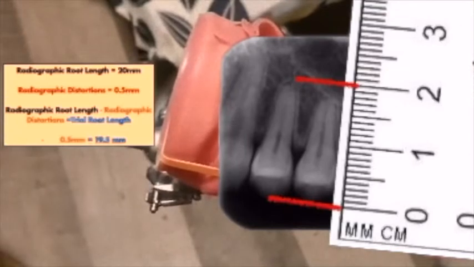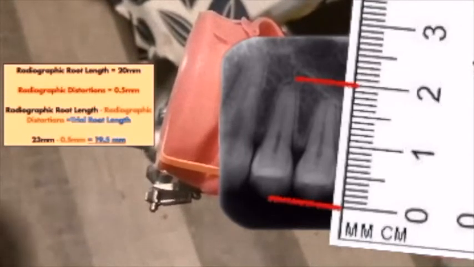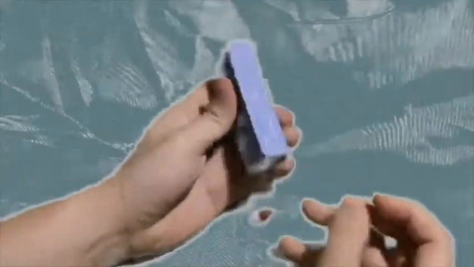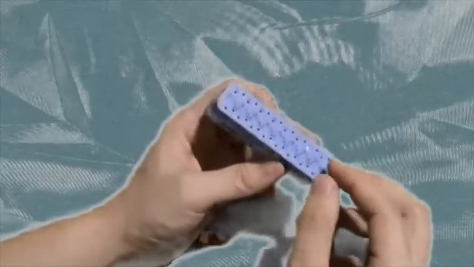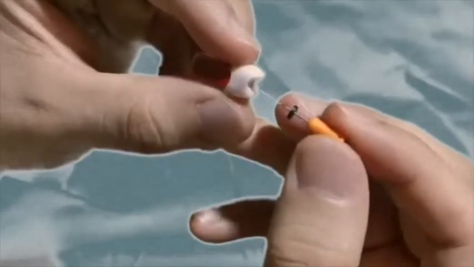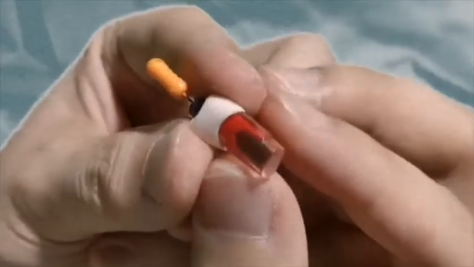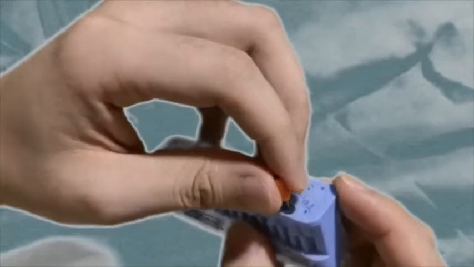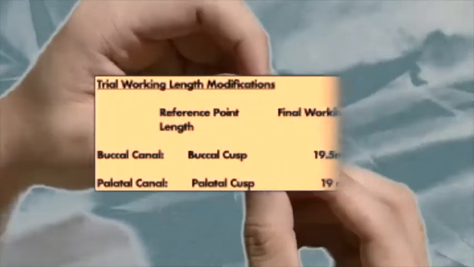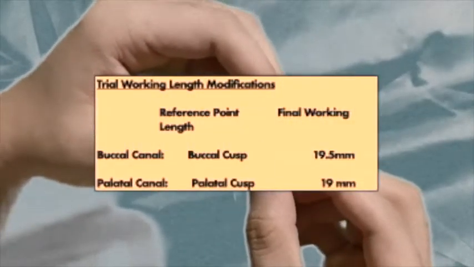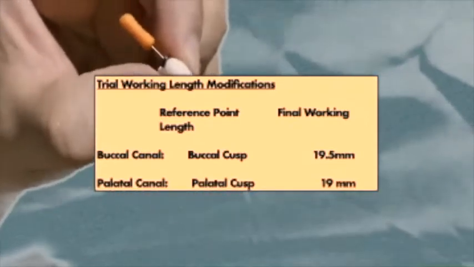19.5 millimeters will be our trial root length. Using the trial root length, we will now be trying to achieve apical patency onto our tooth. Modifications will be done depending on the height of the reference point and the overall length of each root. Our trial working length may change and may become the final working length.